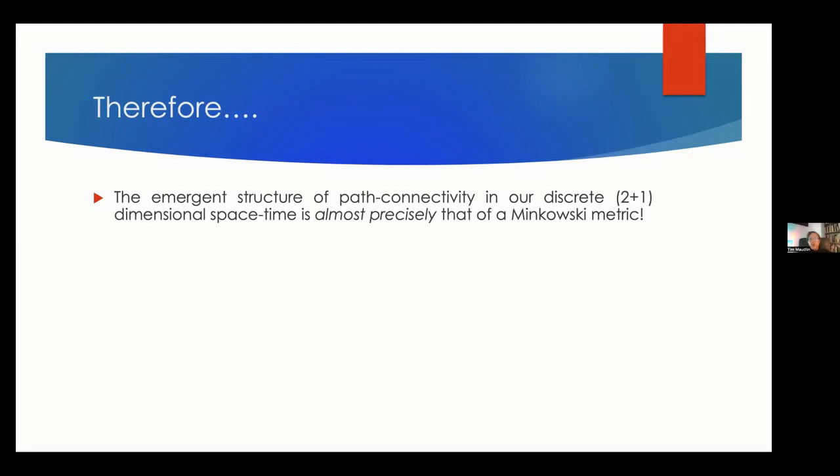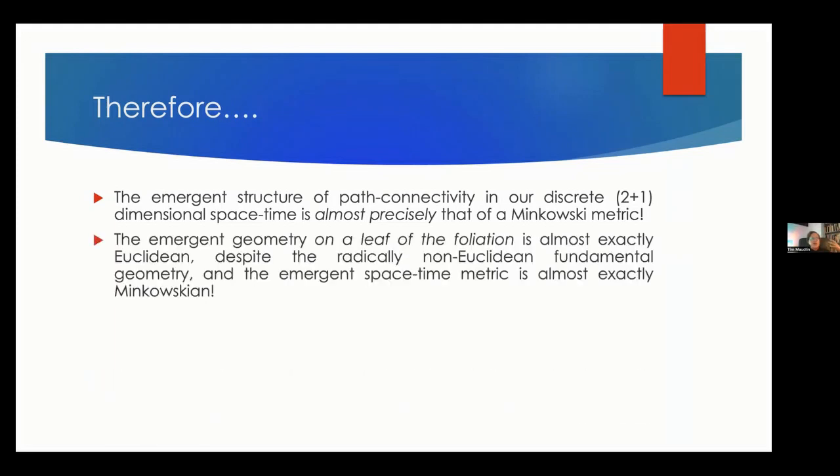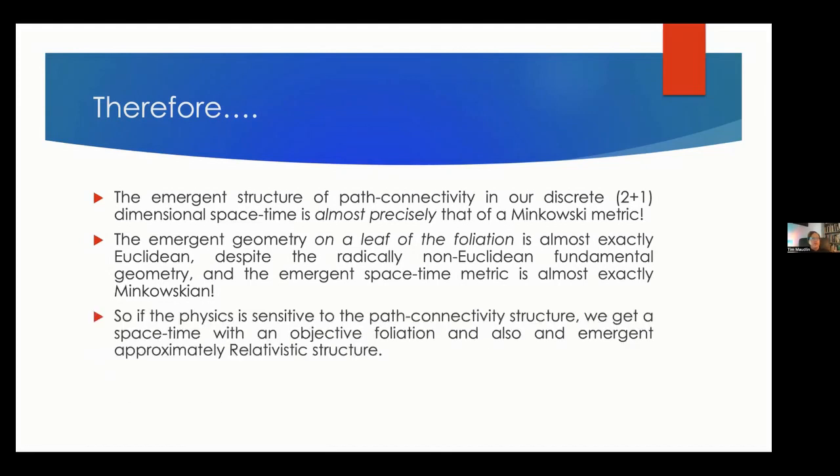The structure of relativity emerges at the level of path connectivity from this discrete underlying structure that has a preferred foliation. And so if that's what space and time were really like, and if the physics were sensitive to path connectivity, the physics would, as it were, appear to be in a Minkowskian spacetime, even though the underlying spacetime is as far as you can imagine from being that way. Now, that's the end of this story.